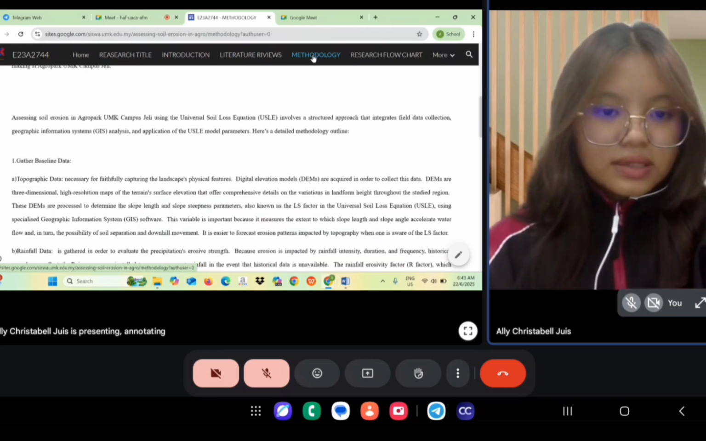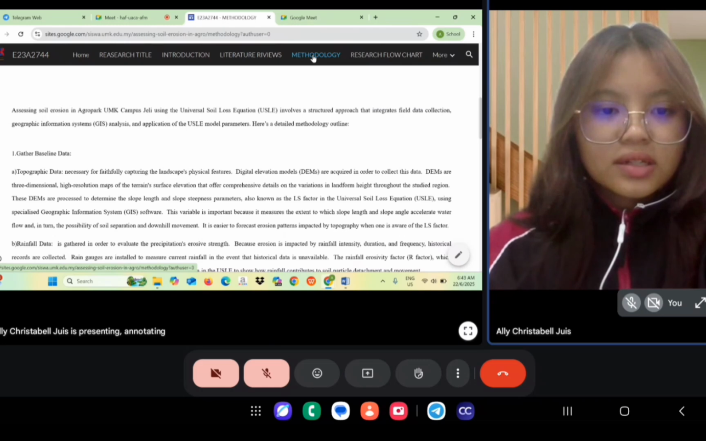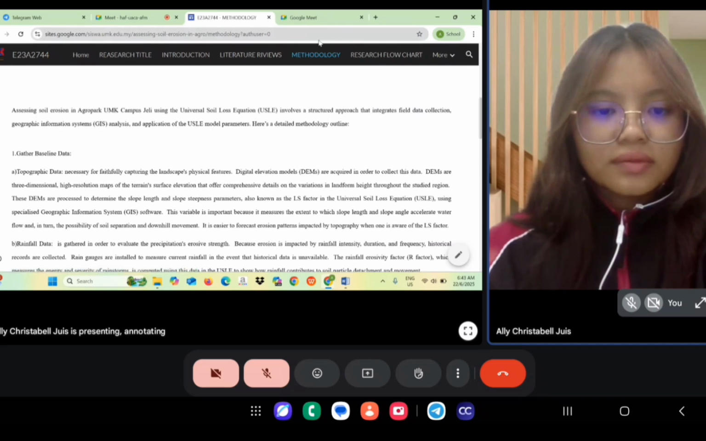First, baseline data collection. Topography: DEM used to calculate slope length and steepness. Rainfall: history data or rain gauges for the R factor. Soil: field survey to get soil texture and organic content for the K factor.